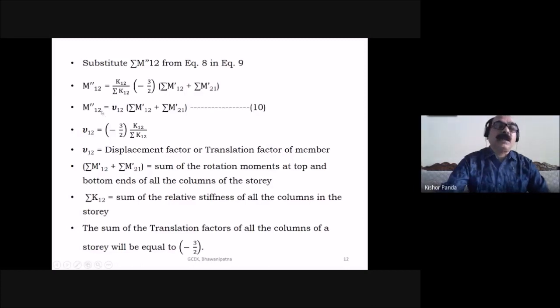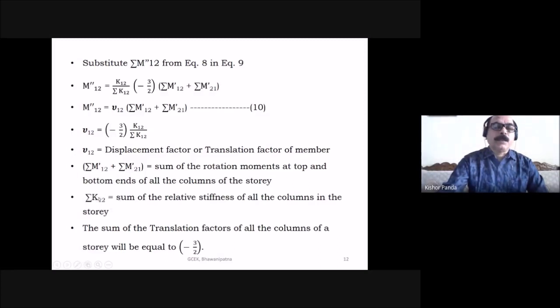So you can find out the translation moment if you know the rotational moment at both ends, and if you know the displacement factor or translation factor. If you know these two, then easily you can find out the translation moment or displacement moment. So summation of m dash 1,2 plus summation of m dash 2,1 is equal to the sum of the rotational moment at top and bottom ends of all the columns of the story. This is at the top, the sum of the rotational moment, and this is the sum of the rotational moment at the bottom of the same story.